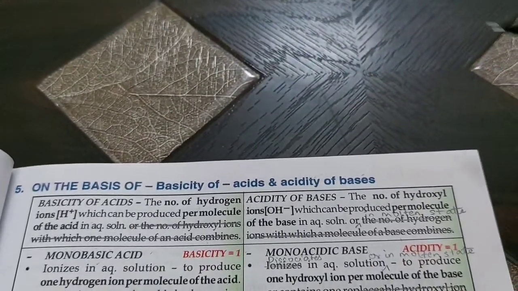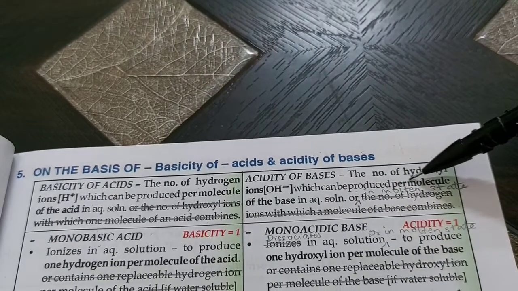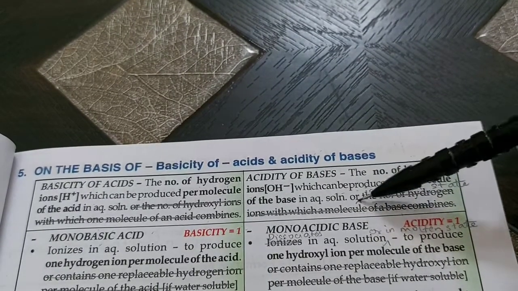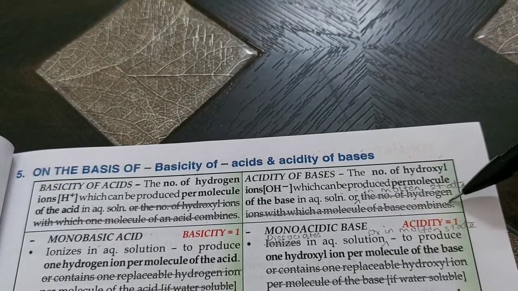Similarly, we can define the acidity of bases as the number of hydroxyl ions which can be produced per molecule of the base in aqueous solution or in molten solution. Make the molten state change in the definition.